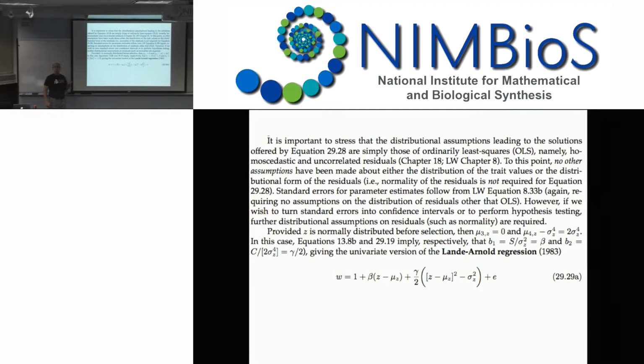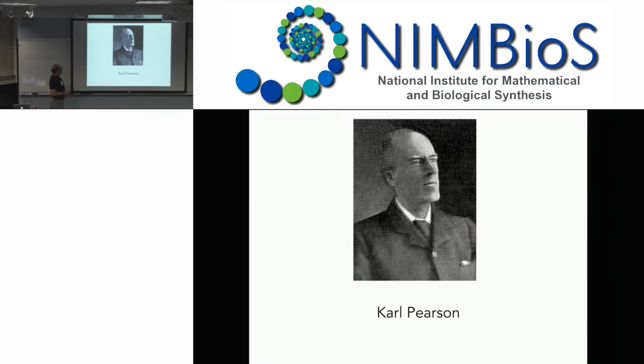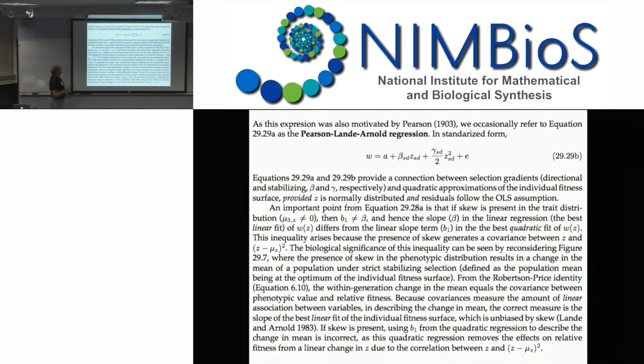Now, these were actually worked on before Lande and Arnold. Remember I told you about Weldon's data? Well, Pearson was the person that worked with Weldon. You might remember the Pearson product correlation coefficient, this guy. So Pearson actually was one of the first people to look at linear algebra in terms of these regression equations, and therefore this is occasionally called a Pearson-Lande-Arnold regression, because Pearson in 1903 had these sorts of things.